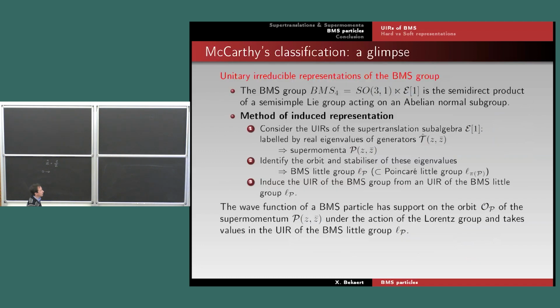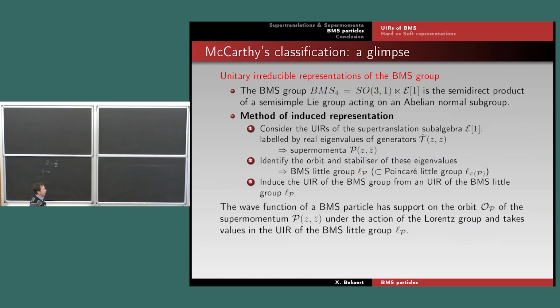Okay, so this is all fine, but maybe let us focus on the interesting case of BMS. Now we have an infinite dimensional abelian normal subgroup, but still we proceed in the same way. We look at the eigenvalues of the generators, and this gives the supermomenta. We look at the orbits and stabilizers of supermomenta. You choose one, and you look at its orbit and stabilizer.